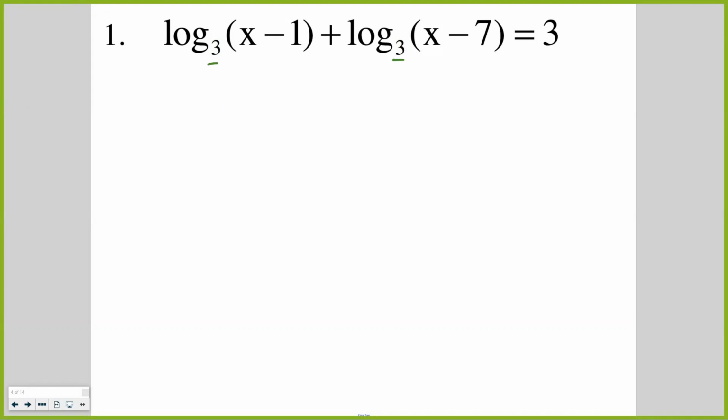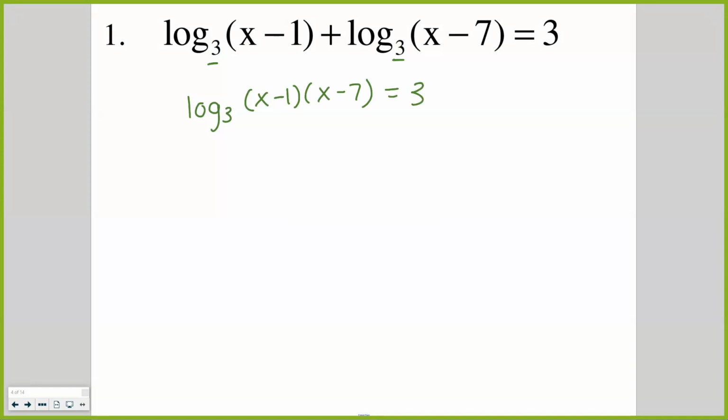So in the case of number 1, really conveniently, we've got the same base in both of these logs, which means that I can apply the property of logarithms that says this. I can combine these two logs into a single logarithm by multiplying the arguments together. So I can rewrite the left-hand side as log base 3 of x minus 1 times x minus 7, and then that's still equal to 3 on the right-hand side.